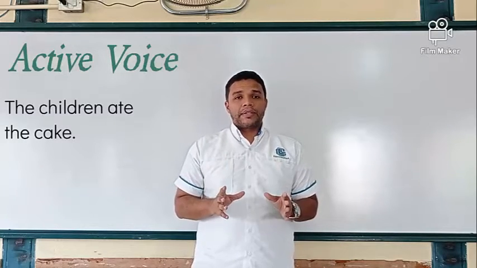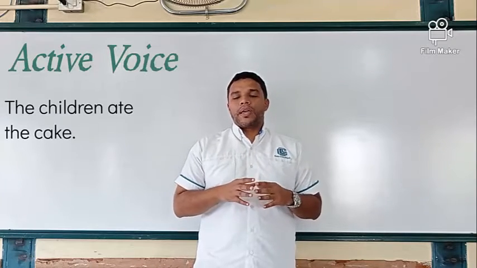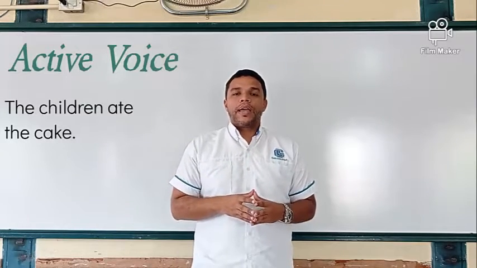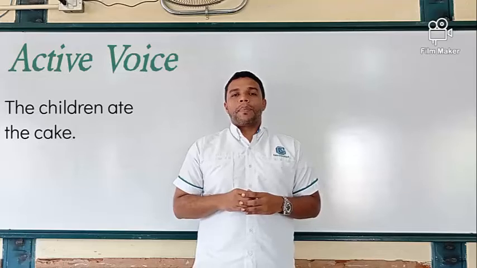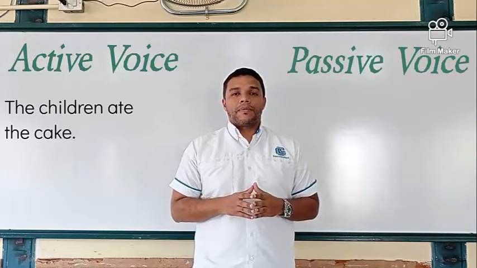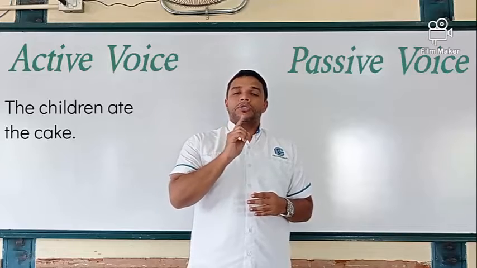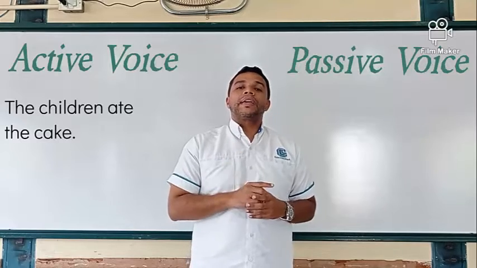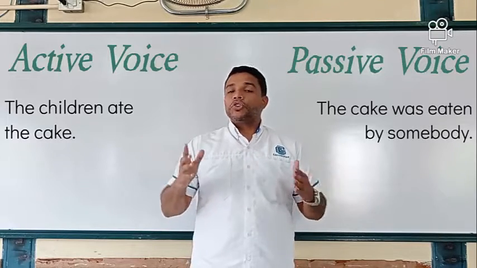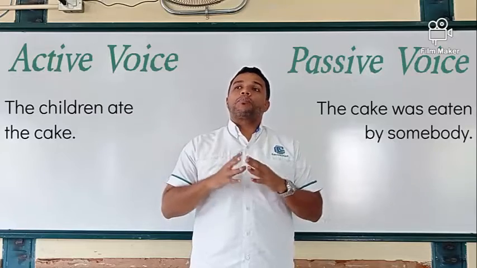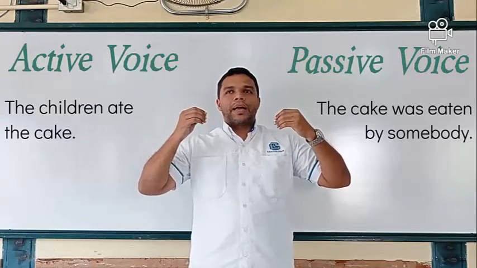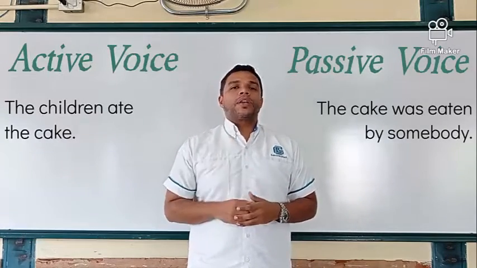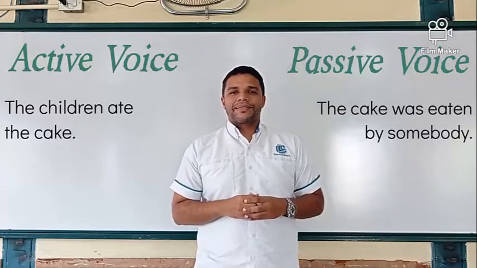That's a simple sentence. Now, imagine that you left for work and you don't know where your cake is, so someone ate your cake, but you don't know who that person was. Okay? That's where you're going to use the passive voice because you have no idea who ate the cake. And that's why you're going to turn this sentence, the children ate the cake, into passive voice. The cake was eaten by somebody. You don't know who did it, all right? Or you could have an idea of who might have done this, but you're not quite sure, and that's why you're going to use the passive voice.